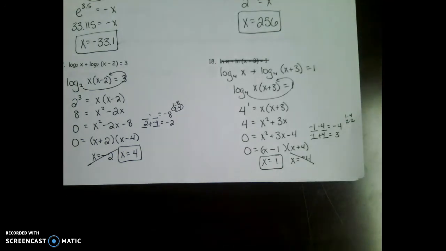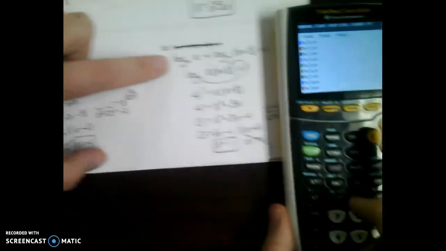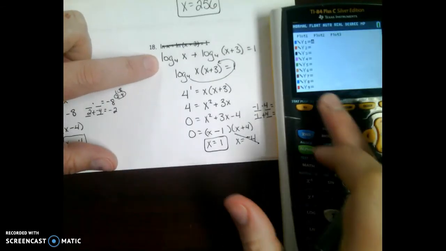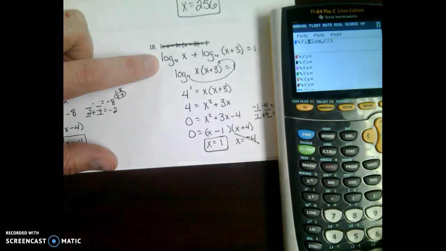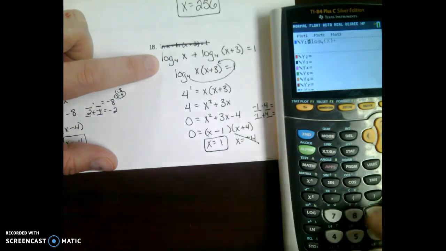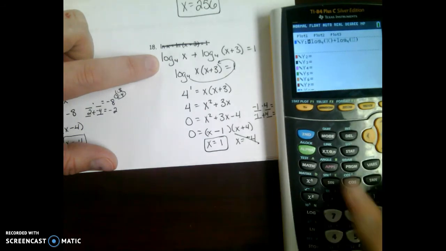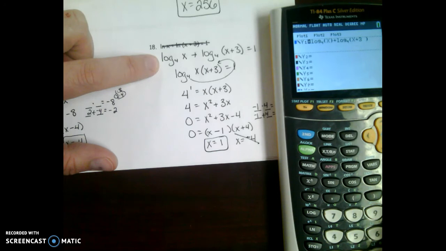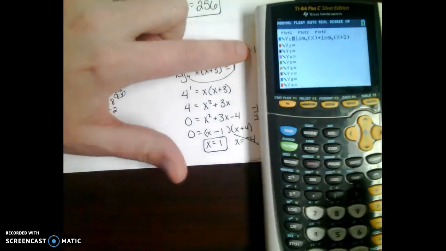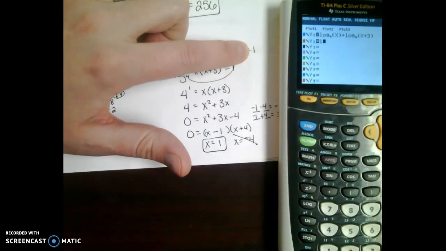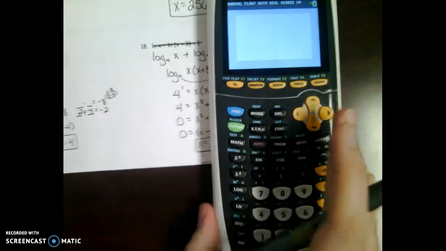I also want to show you the calculator trick so that you can check yourself. I wouldn't use this as a solution method, but you can check yourself. So on this one, if I put log base 4 of x plus log base 4 of x plus 3, put that into y1, and then in y2, put the other side of the equation, 1, and then watch it graph.